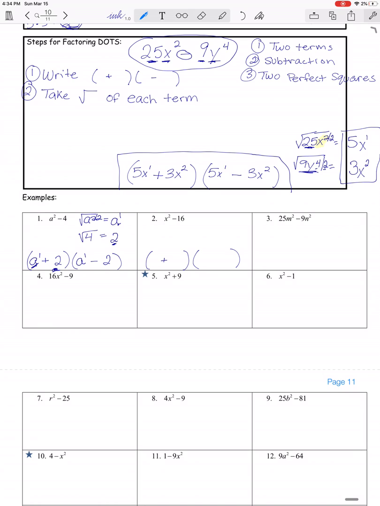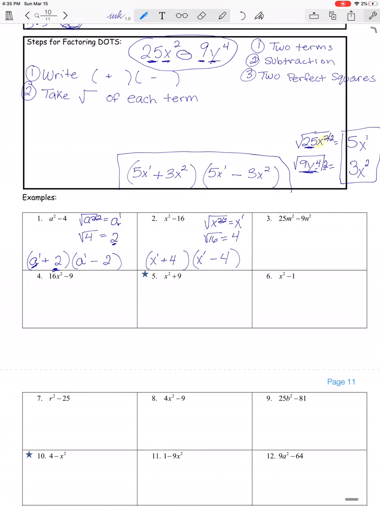And I put a plus and a minus. I take the square root of x squared and the square root of 16. So then I divide by 2. So I get x to the first. The square root of 16 is 4. So I get x plus 4, x minus 4. So that's not too bad.